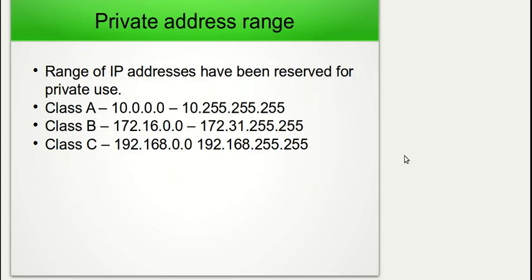And so within IP, there is a special range of IP addresses which have been reserved for private use. So essentially these addresses can only be used as private addresses and cannot be used when we access the internet. So for class A is 10.0.0.0 through 10.255.255.255. For class B is 172.16.0.0 through 172.31.255.255. And for class C is 192.168.0.0 through 192.168.255.255. And so those are the private address ranges for class A, B, and C networks.